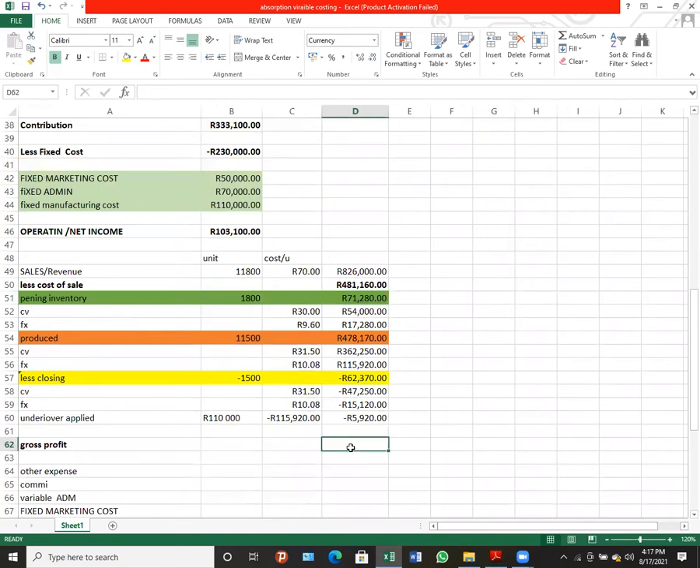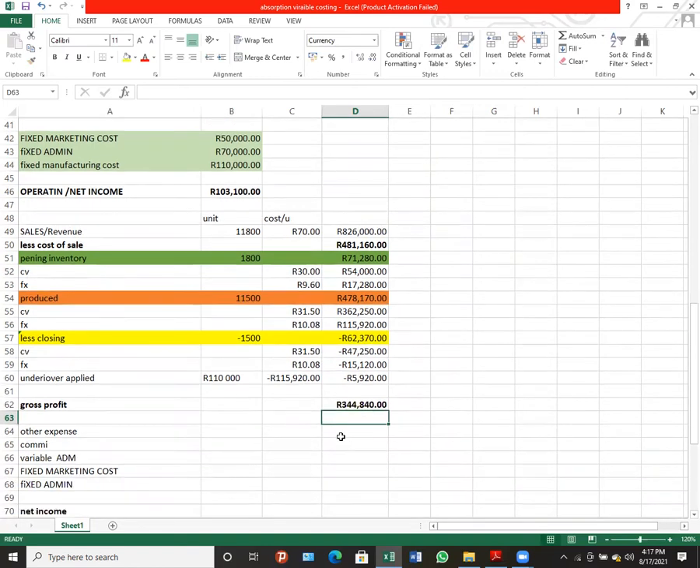To get your gross sales minus this is equals to the gross profit. And then here, guys, we're going to less other expenses. This one is going to be copy and paste, because we already calculated this one last week.